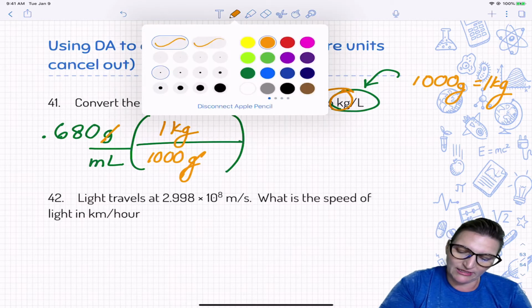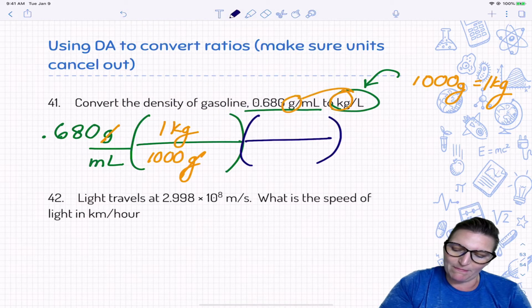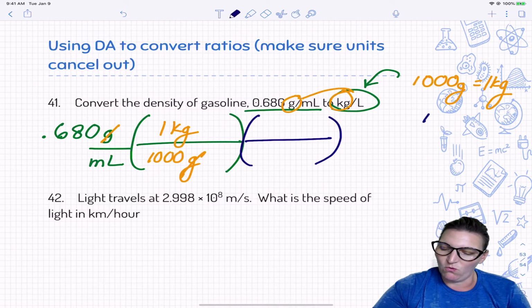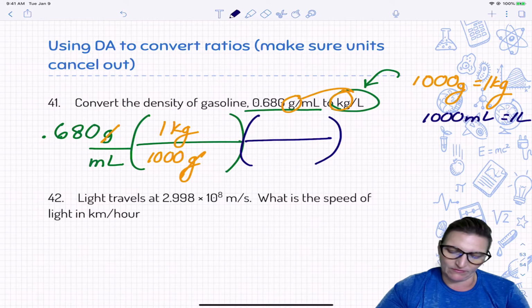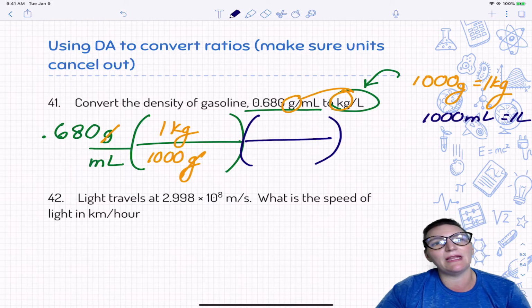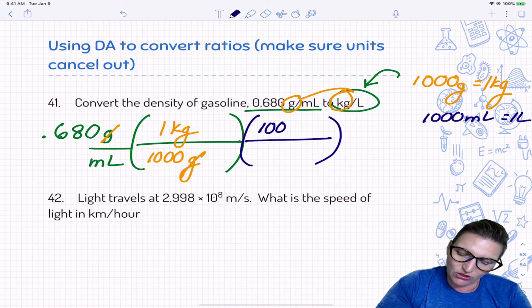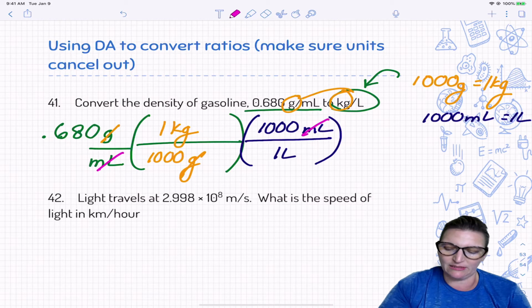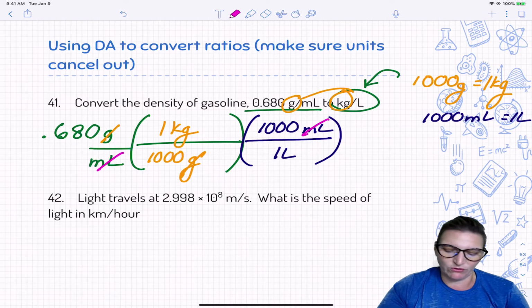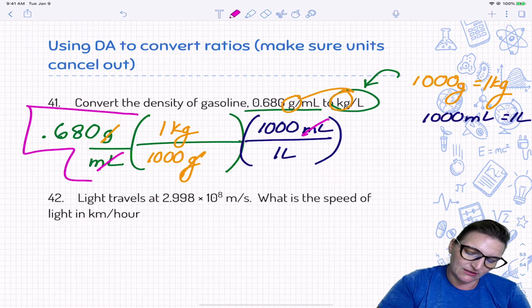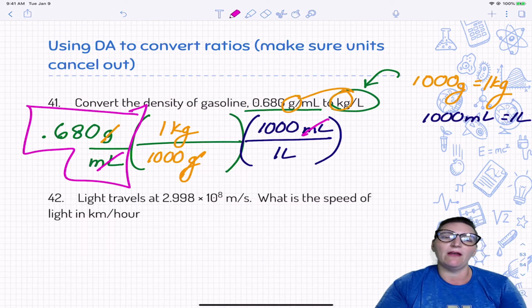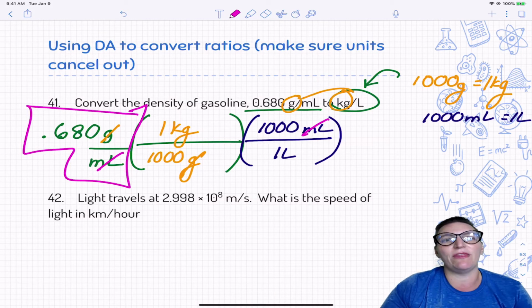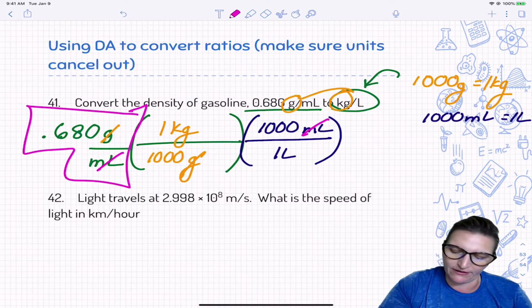I need to do this again now to convert milliliters to liters. 1,000 milliliters equals 1 liter. Where does the 1,000 milliliters go? On the top. Why is that? In order for the units to cancel out. So it's really important that we write our given information as a fraction with a very distinct numerator and denominator.